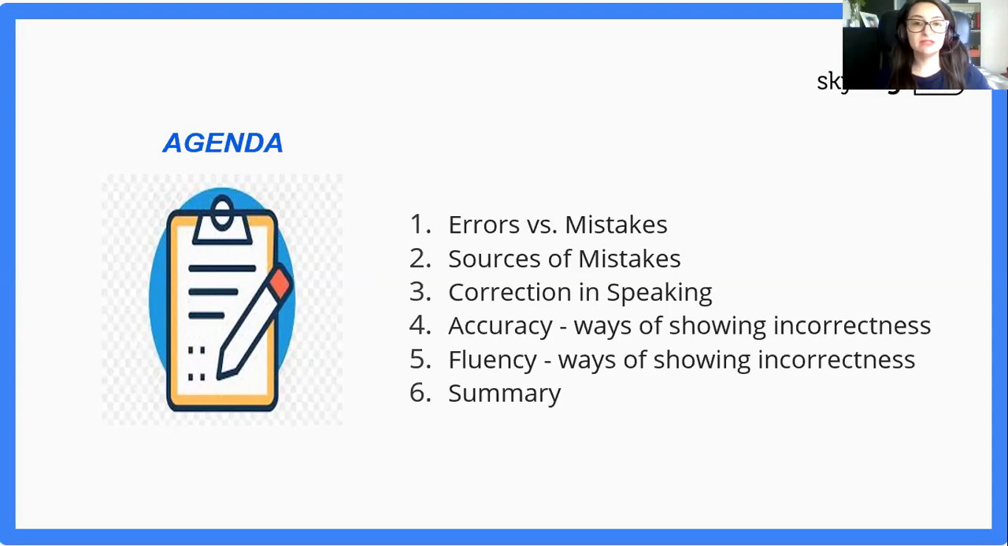In the main part of this presentation, we will be talking about the types of speaking activities we engage our students in, as well as how to show incorrectness or how to correct. At the very end of this presentation, we will summarize the main points.